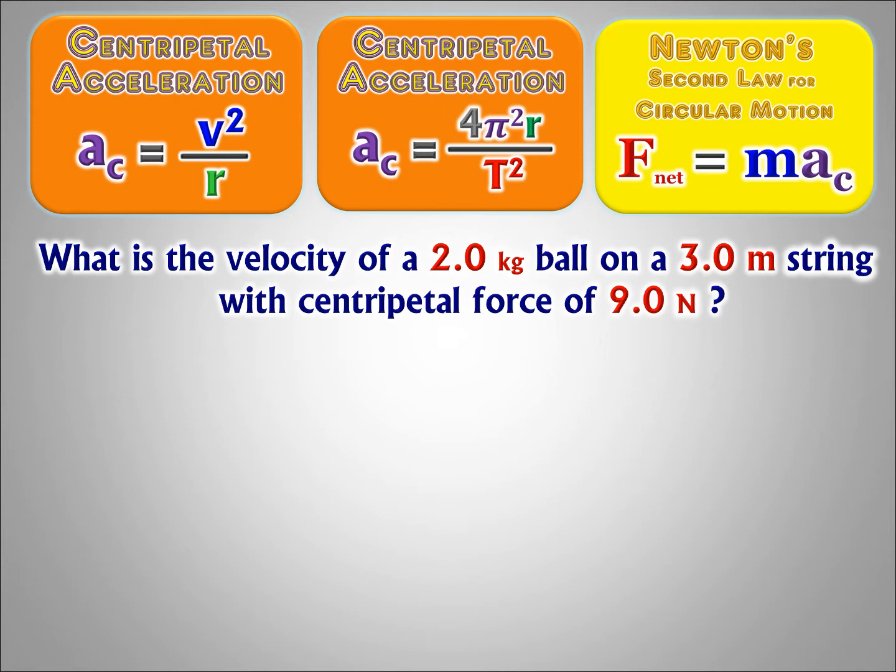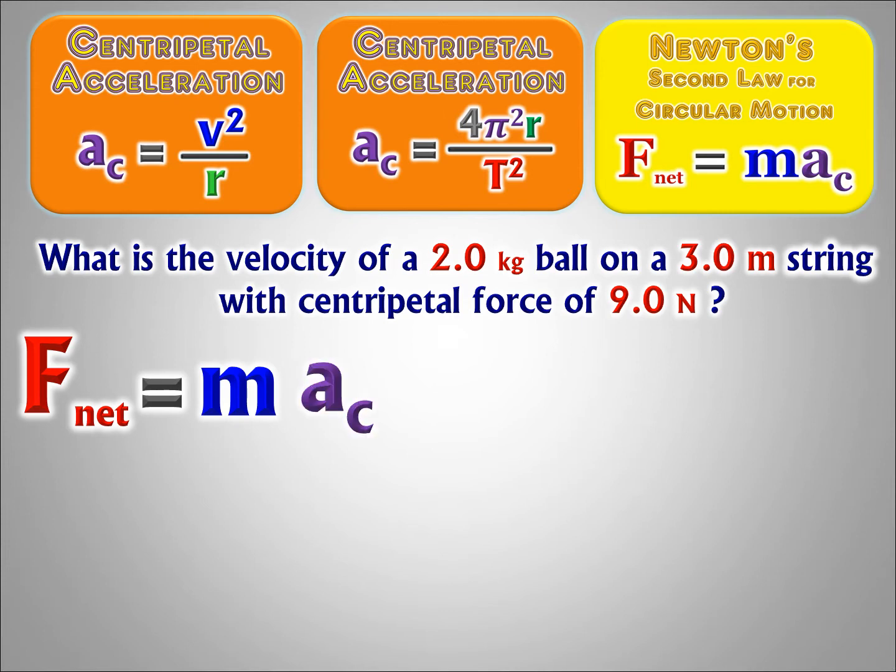The one in the middle, no, the one on the right. So we have to start with the equation on the right. F net equals mass times centripetal acceleration. So which of those numbers do we already have in the question? Do we have the force? Oh yeah, centripetal force of 9.0 newtons. And by the way, that is the net force. Centripetal force is the net force. So let's swap that out in place of the F net, 9.0 newtons.